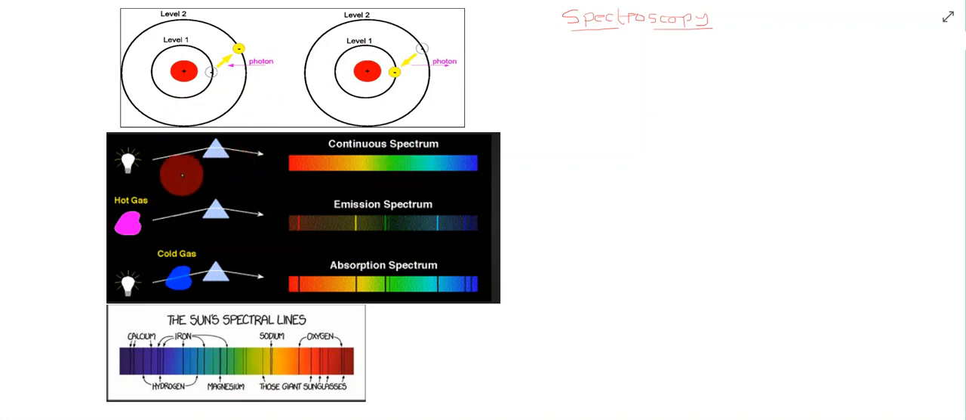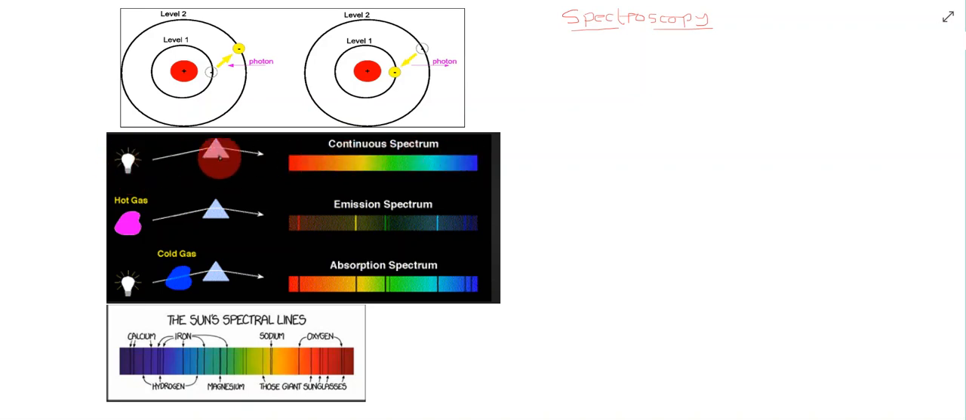So if we have a look here, this is what's known as a continuous spectrum. We can see colors, for example, from red to yellow to green to blue. Each of these colors has a particular wavelength or a particular energy that's very specific to it, and that's what gives it its particular color. So this is like a rainbow, for example.